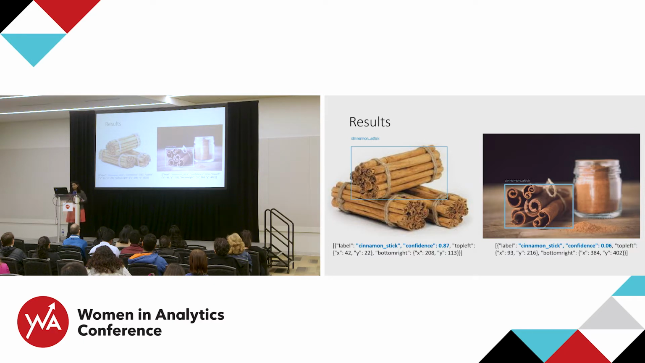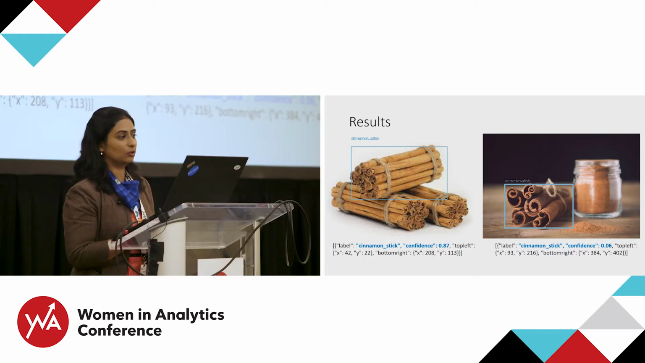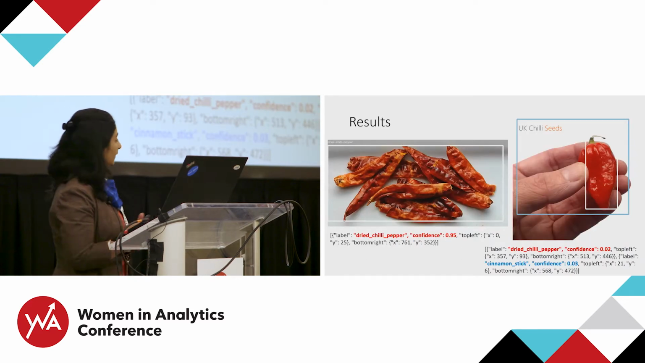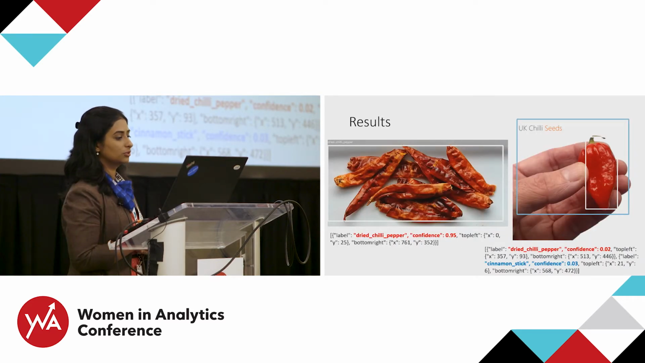So this is the result generated. As you can see in the first image, it is able to detect this one log of cinnamon, and it's failing to detect the other two. The confidence is pretty good at 87%. But in the second image, it is clearly detecting where the object is, but the confidence is very low at 0.06.